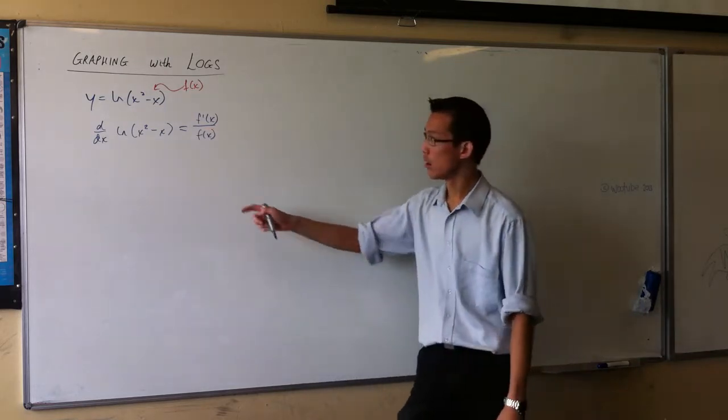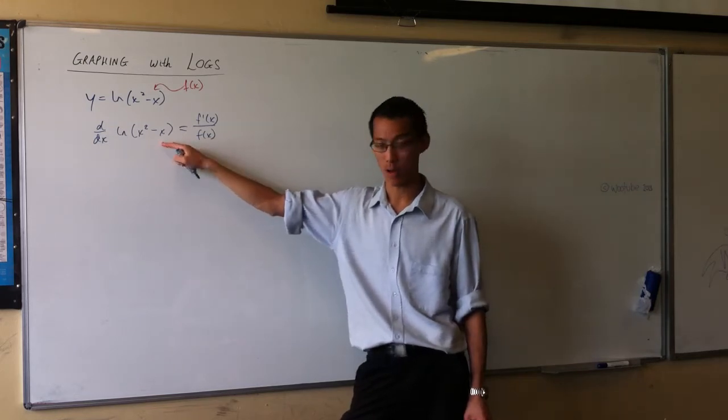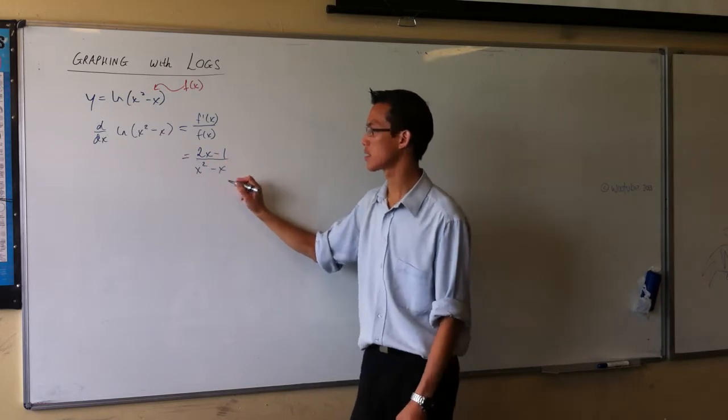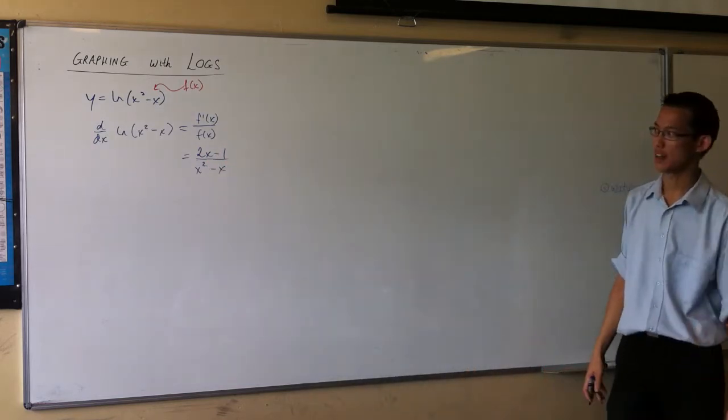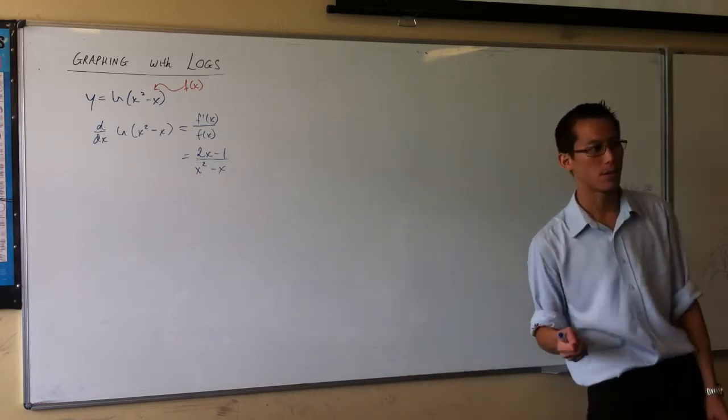Okay? So the derivative of this is 2x minus 1, and you've got your x squared minus x. That's it, okay? There's no simplifying. I mean, I could factorize that, but there's not that much point at the moment. Okay? Why did we find the derivative again? What was the point?